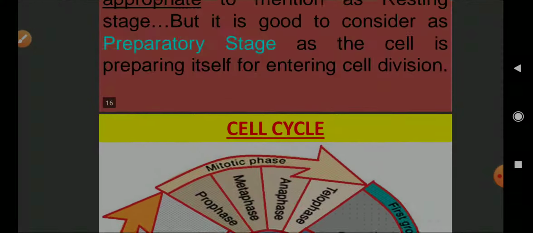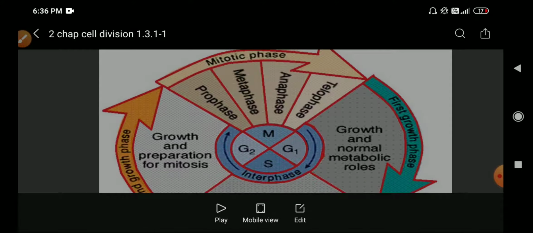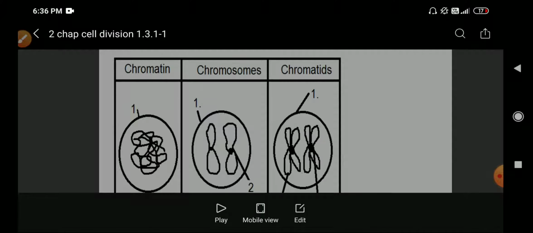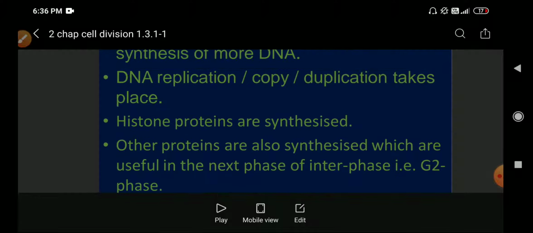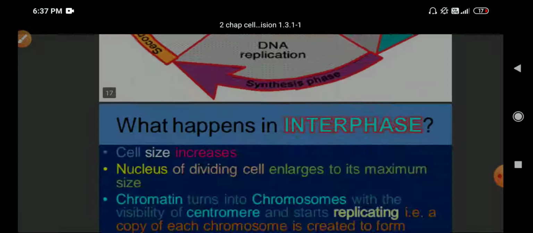So I hope you understood the process of interphase, or you can say the stages of interphase G1, S and G2. I hope you understood the other characteristics as well as chromatin, chromosomes and chromatids. If you have any doubts, please let me know in the comment box.